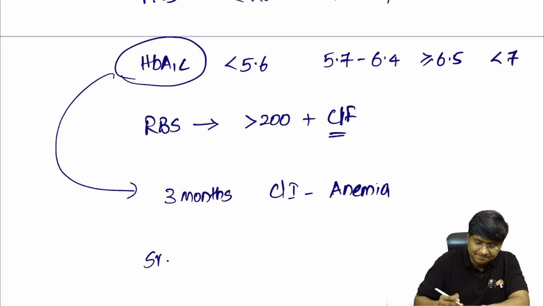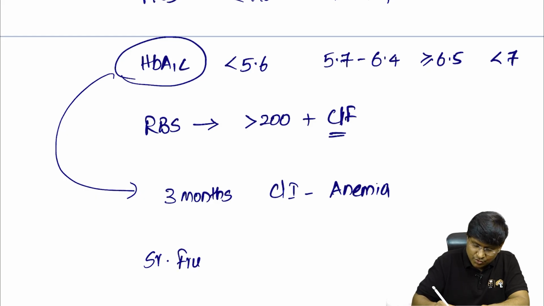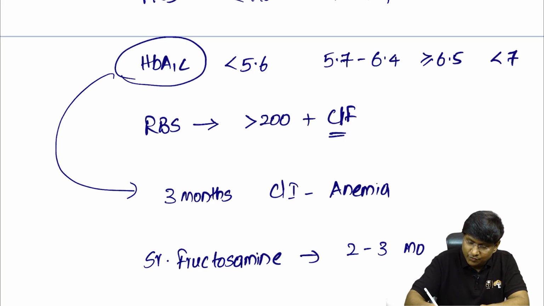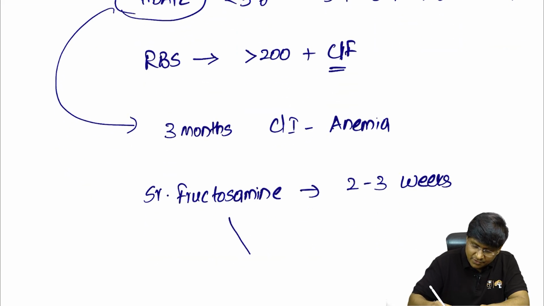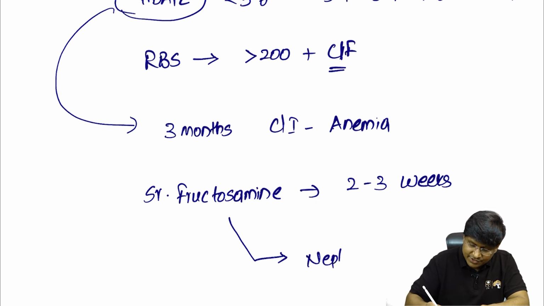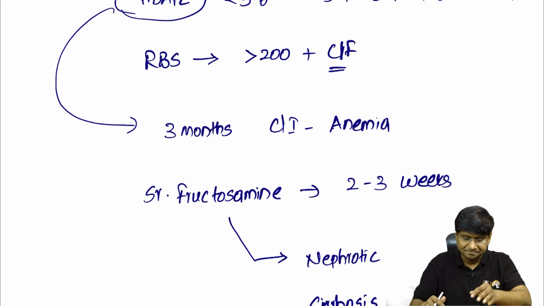And in order to assess quick blood glucose control, we do what is called the serum fructosamine. So serum fructosamine will give you the blood glucose control of the past 2 to 3 weeks, right? A very important point about the serum fructosamine is that it is contraindicated in conditions like nephrotic syndrome, right? And it is also avoided in cirrhosis of liver. So in nephrotic syndrome as well as cirrhosis of liver, the serum fructosamine levels should not be done, right?